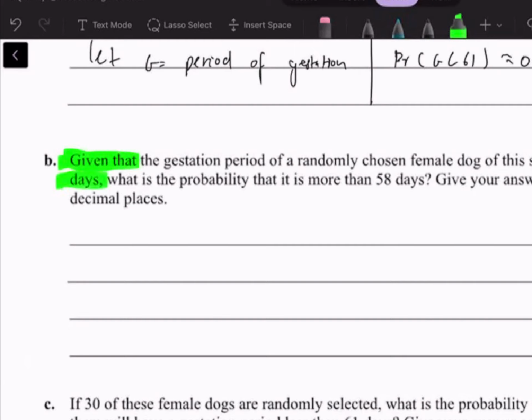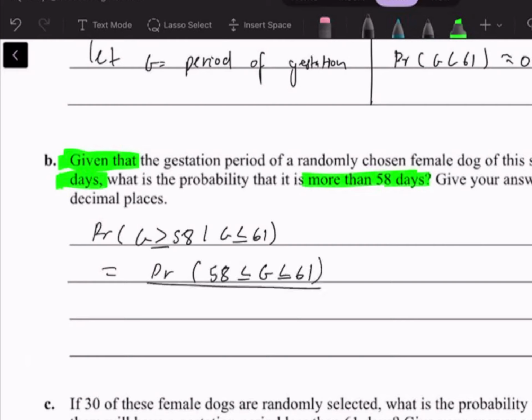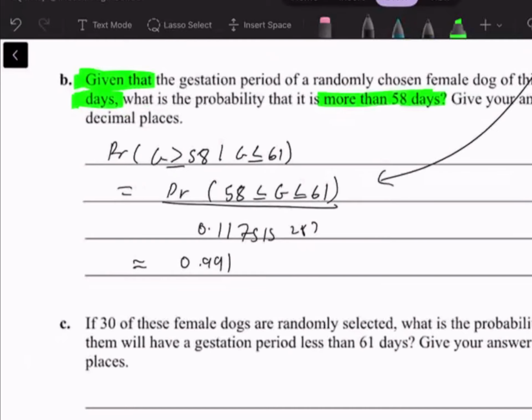Now we have a conditional probability. Given that it's less than 61 days, what's the probability that it's more than 58 days? So the probability that G is greater than 58, given that G is less than 61. Remember the numerator would be the intersection of these two things, so between 58 and 61, over less than 61. You could just put that into your CAS. For the bottom part, you could also replace it with your answer to part A, because it's the same thing. You would get 0.9911, according to the 3 decimal places requirement.